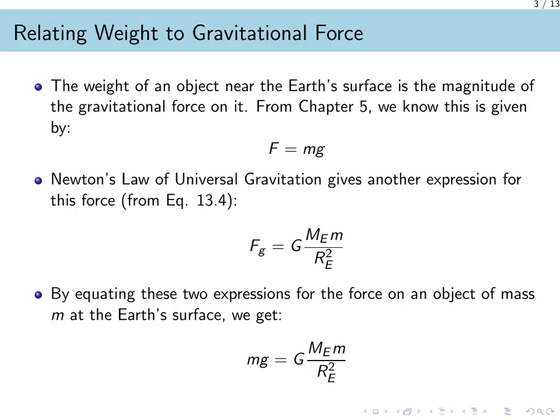Since both equations describe the exact same force, we can set them equal to each other. This gives us the key relationship shown at the bottom. m times g equals the quantity G, M sub E, m, all over R sub E squared. This equation links the local free fall acceleration to the fundamental properties of the Earth.